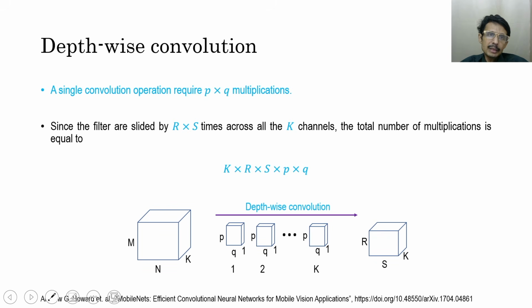Now, for depthwise, a single convolution operation means P into Q multiplications. Since the filter is slid R by S times across all K channels, the total number of multiplications becomes K into R S into P Q, because K is the number of channels. So this is the total number for the depthwise convolution.